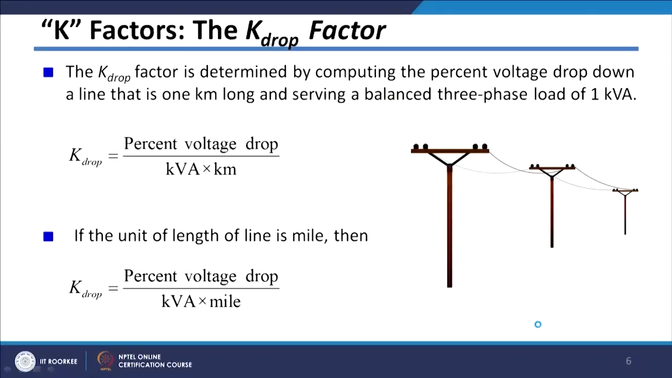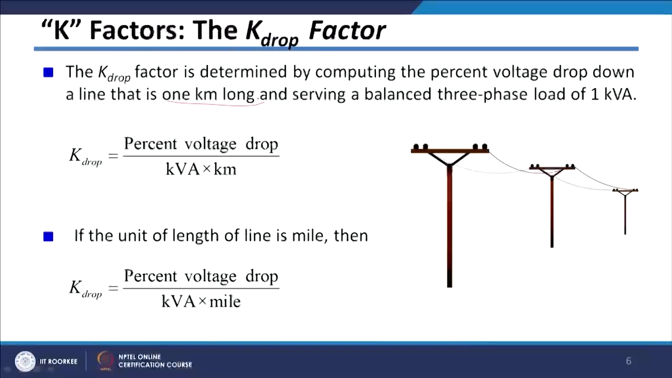Now come to the K factors. There are two K factors. One is called the K drop factor and another is called the K rise factor. Now the K drop factor is nothing but the percentage voltage drop across your feeder, which is 1 kilometer long and serving 1 kVA load. So if you have a feeder section and you are passing 1 kVA of power through this, and the length is 1 kilometer, then the percentage drop which happens across this length is called your K drop factor.